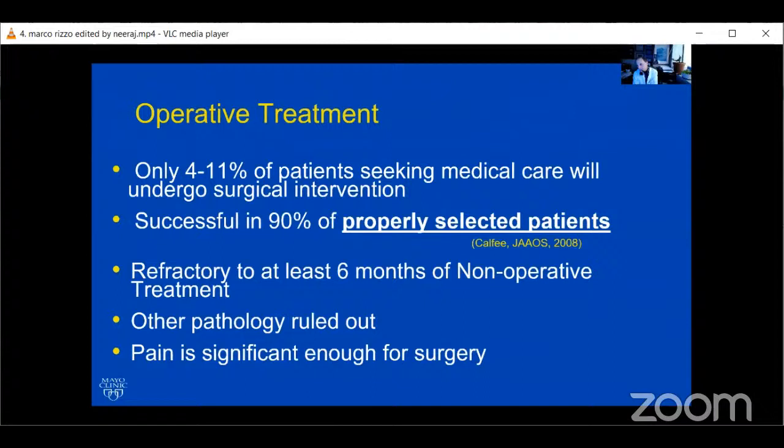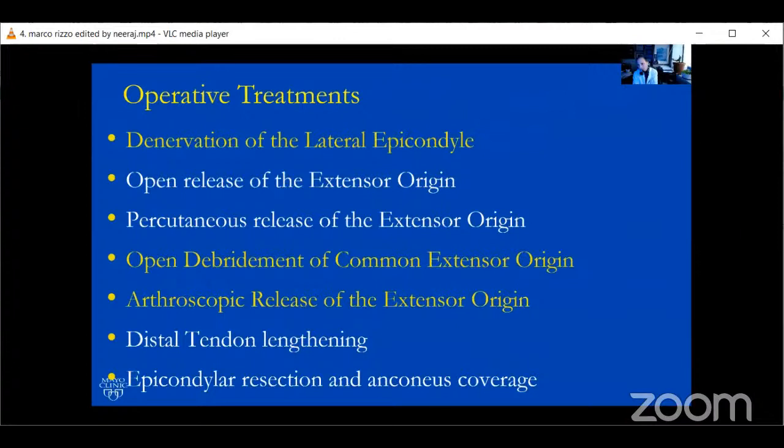Refractory patients should be refractory to at least 6 months of non-operative treatment. Make sure there's no other pathologies, and pain is a significant enough indication for surgery.